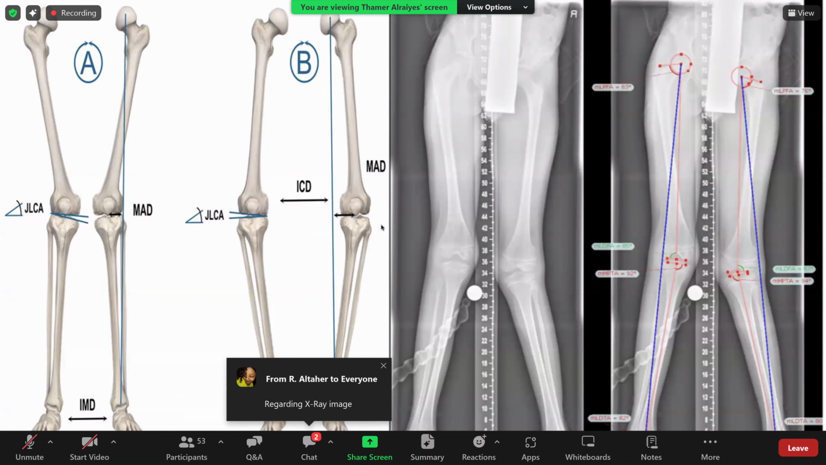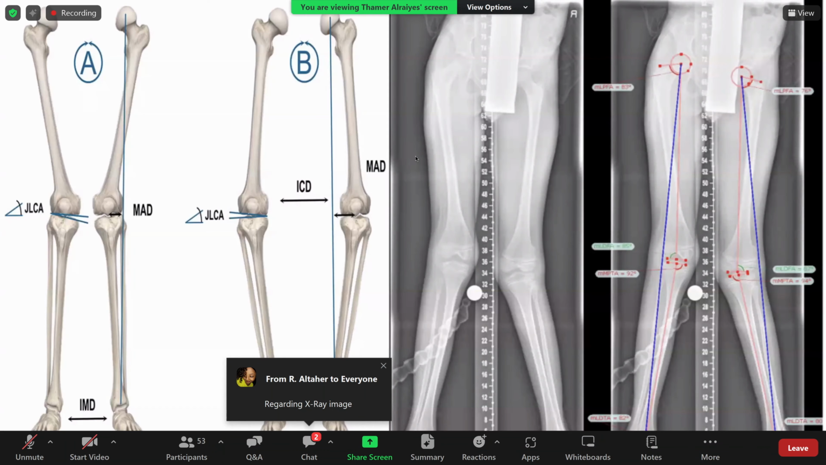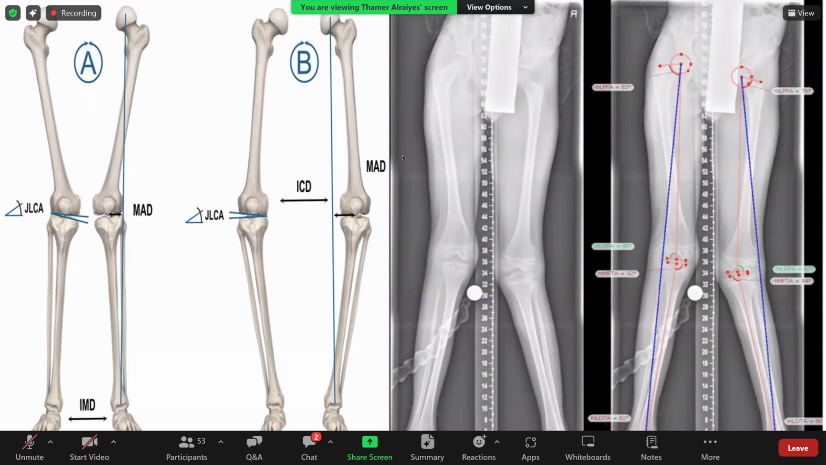So you can see here, this is what I was talking about when you have some people with malalignment. Sorry, I'm trying to get to the chat because people are asking questions.